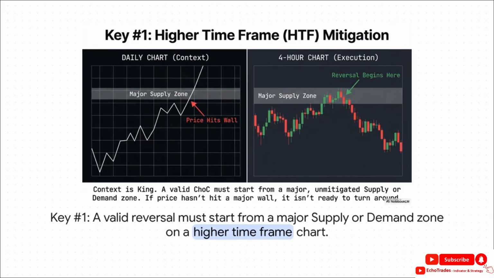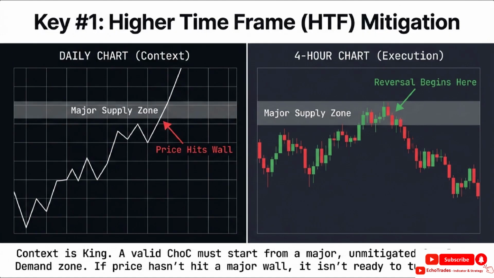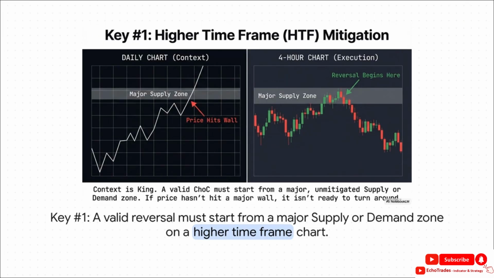Okay, key number 1, higher time frame mitigation. This is all about the big picture. You know the saying, context is king? Well, it's absolutely true in trading. A real reversal doesn't just happen out of nowhere. It happens when the price runs into a major brick wall, a big supply or demand zone on a higher time frame chart, like the daily or the 4-hour. If it's not coming from one of those zones, it's probably not a real reversal.